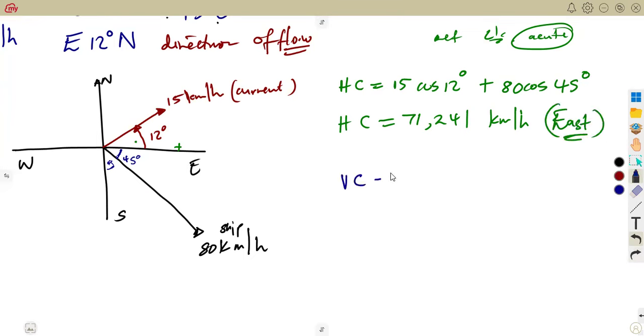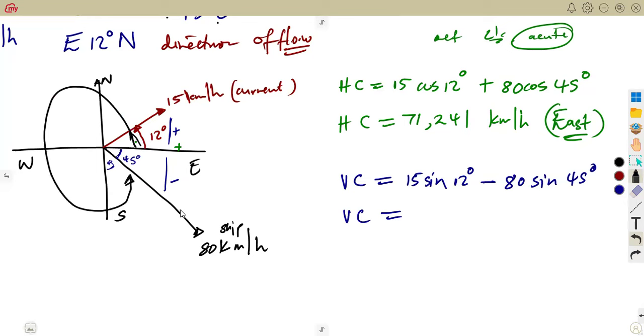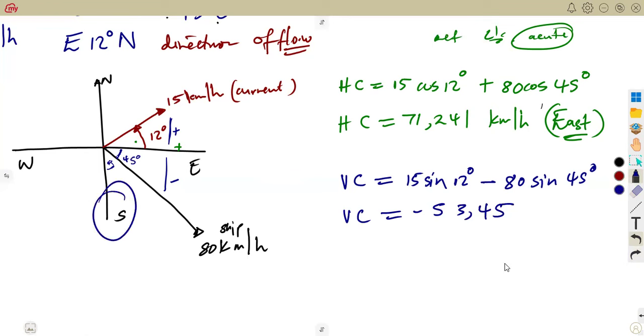All right, then the vertical component, still working with the reference angle. The vertical on top is positive, the vertical down is negative. So that's 15 sine 12 degrees as a positive, and minus 80 sine 45 degrees, because it's in the negative region. If you're using any other way, that is up to you. You can use the actual angles, the 12 as it is, then the other one, 360 minus 45. But make sure that if you're using actual angles, you just add. If you're using reference angles, these acute angles, you must consider whether the vertical is negative or positive. So that's it: negative 53.45. Vertical negative, we are going to the south.